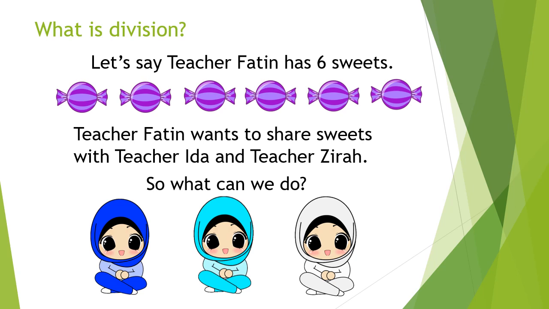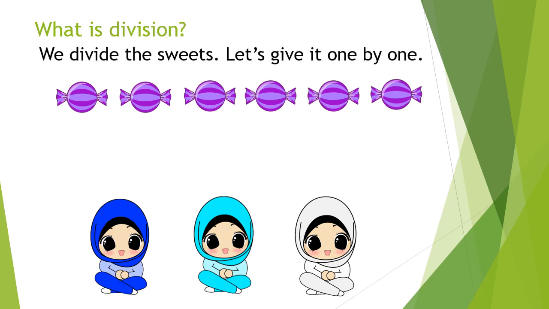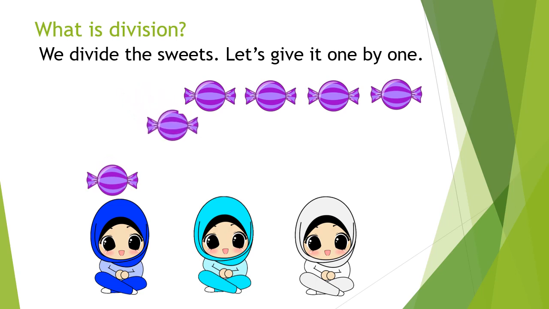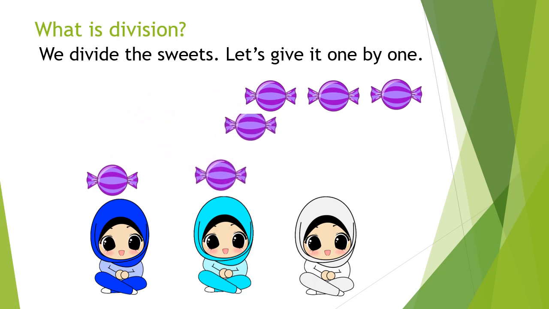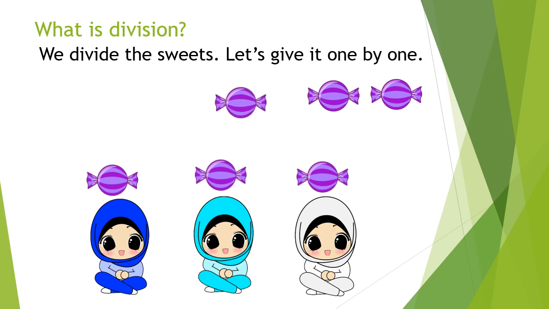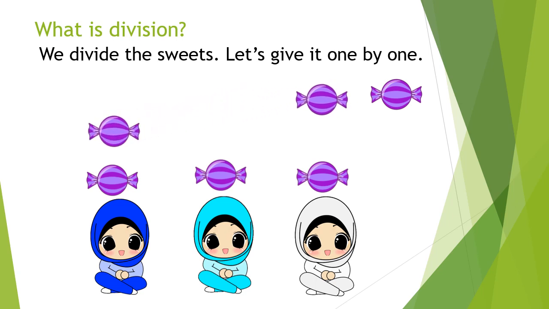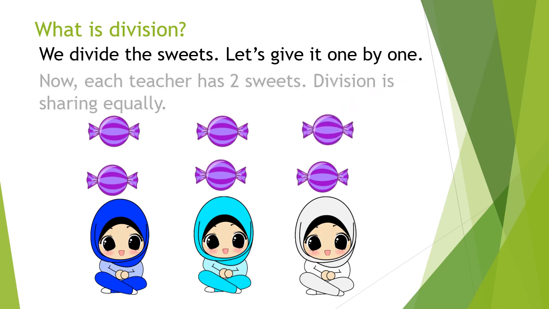So, what can we do? Apa dapat kami buat? So, we divide the sweets. Kami akan bahagi gula-gula ini. Let's give it one by one. Mari kita bagi satu per satu. So, satu untuk Teacher Ida, satu untuk Teacher Fatin, satu untuk Teacher Zira. Dua untuk Teacher Ida, dua untuk Teacher Fatin, dua untuk Teacher Zira. Now each teacher has 2 sweets.